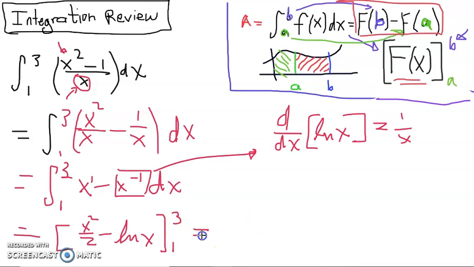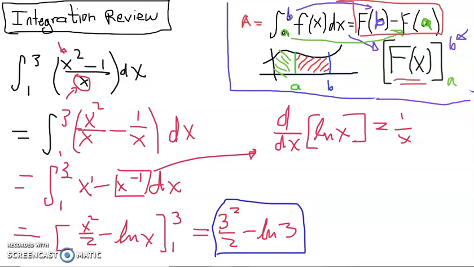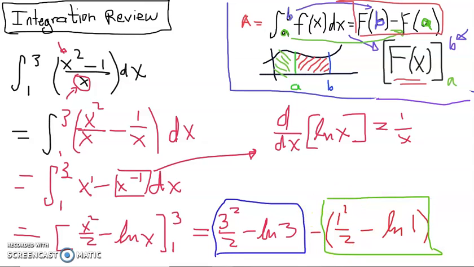And so we get 3 squared over 2 minus natural log of 3. Okay. So we've plugged in the upper limits right here. And then minus, and then you might want to put parentheses here because the minus distributes through everything. Minus 1 squared over 2 minus natural log of 1. Okay, and this again is the lower limits. We've plugged in 1 to everything.